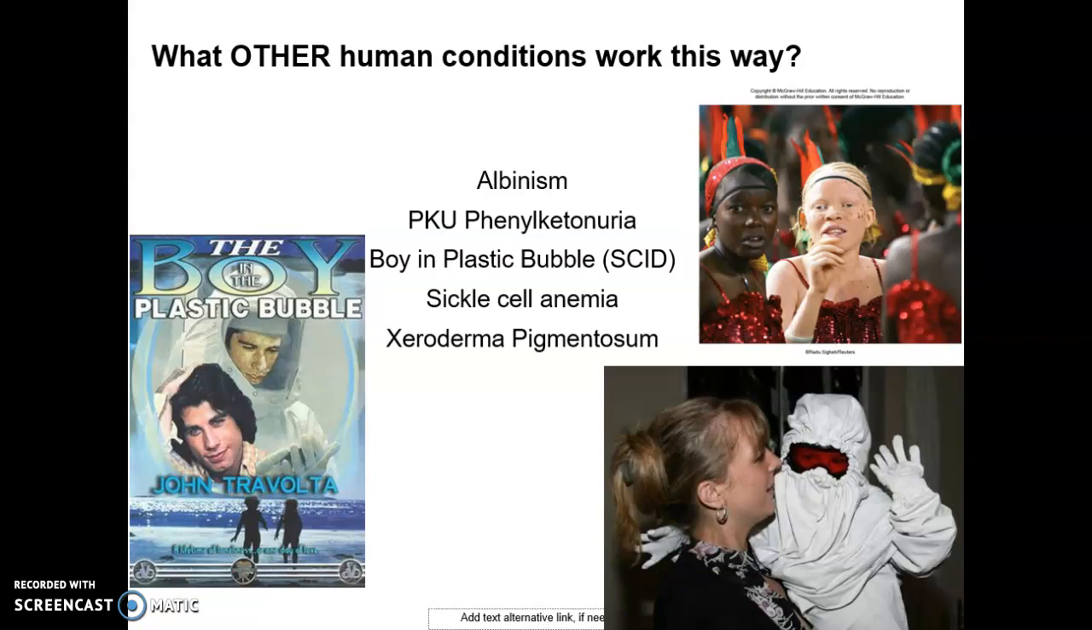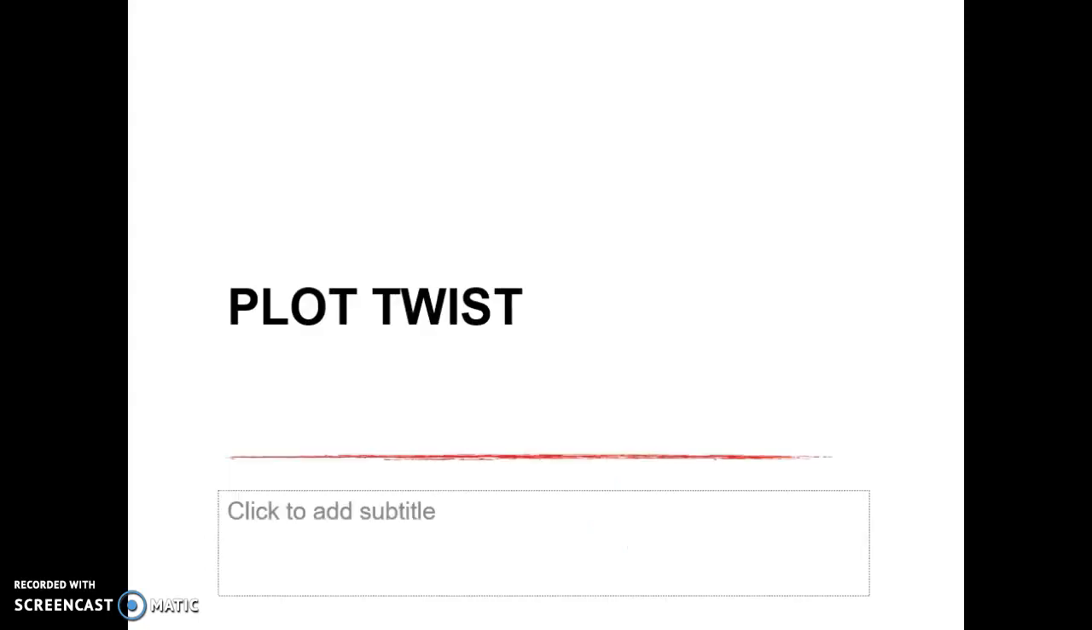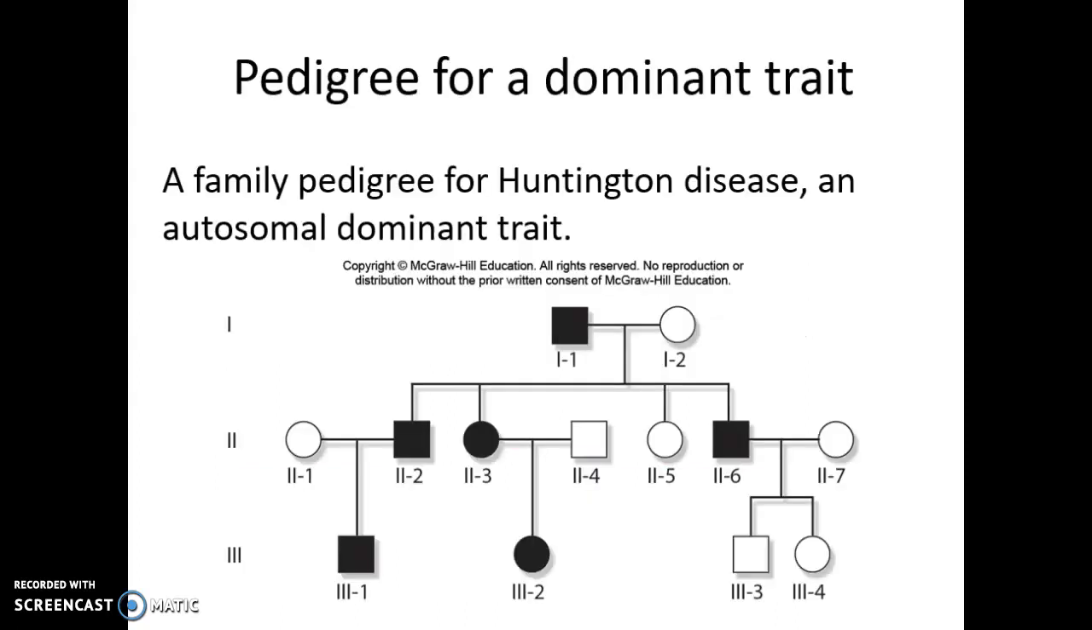Now, let's move on to, we know disease genes can be recessive or dominant. We know that the examples that I just showed you were recessive. But here is the plot twist. What if the disease gene is dominant? And that can happen as well. And I will show you an example of that.